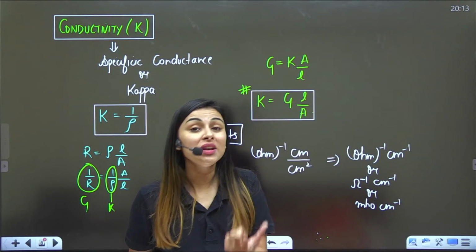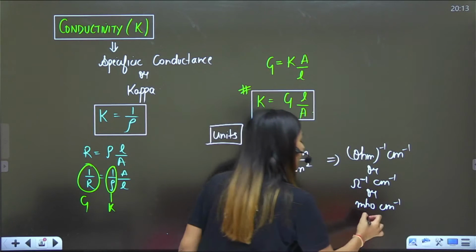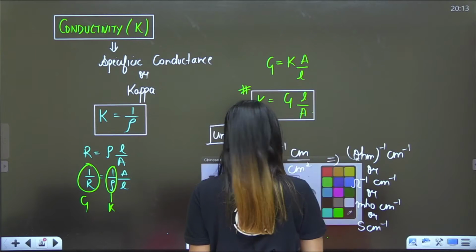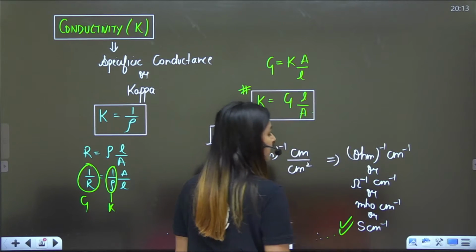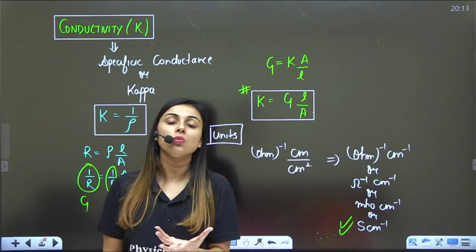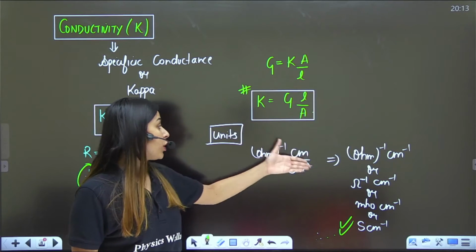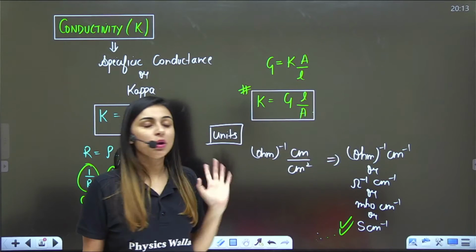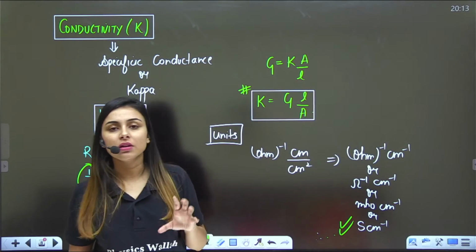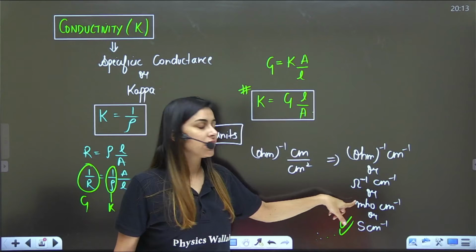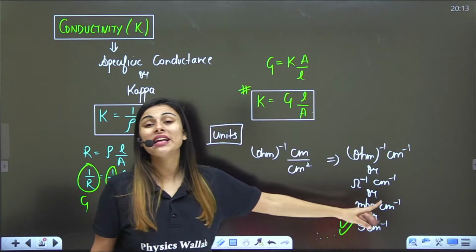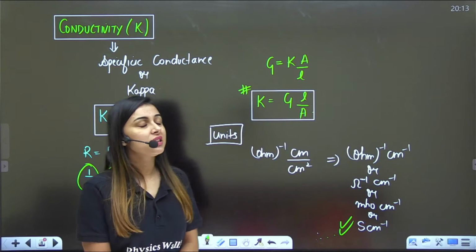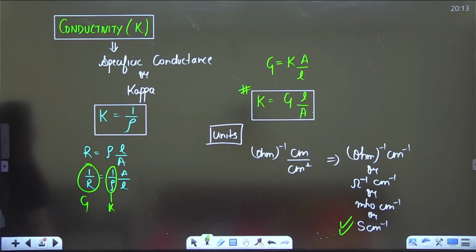And there is one more unit which you can use, my dear students, that is Siemens centimeter inverse. And let me tell you, this is the unit that is generally used in the numericals. So your conductivity can be expressed in any of these units. It could be ohm inverse centimeter inverse, mho inverse centimeter inverse, or Siemens centimeter inverse.